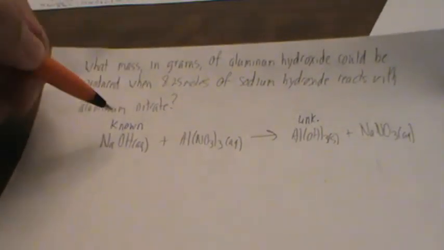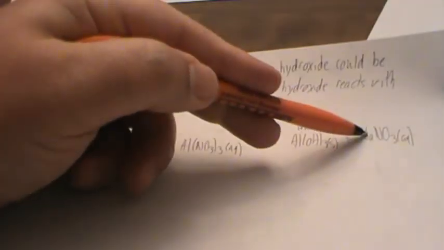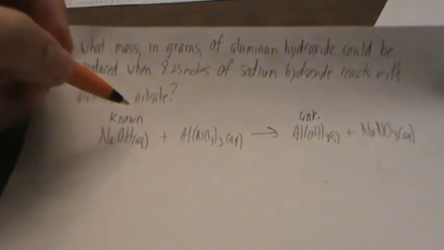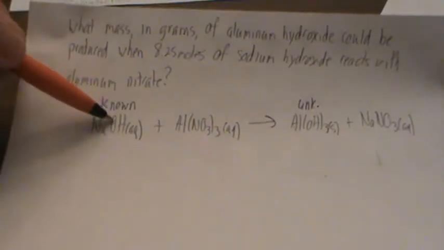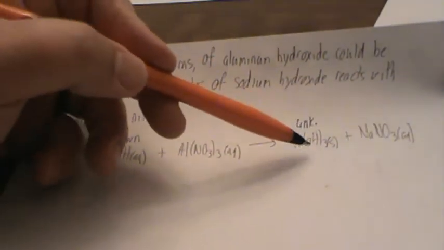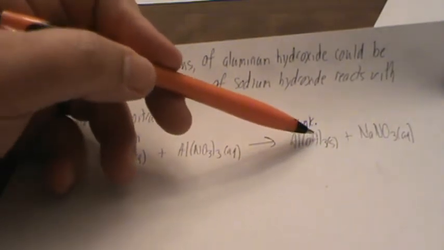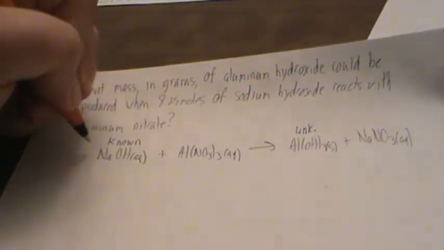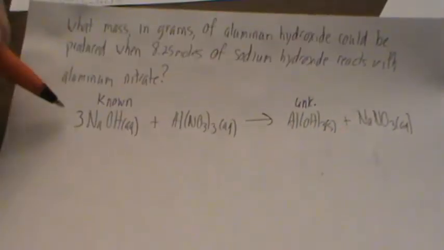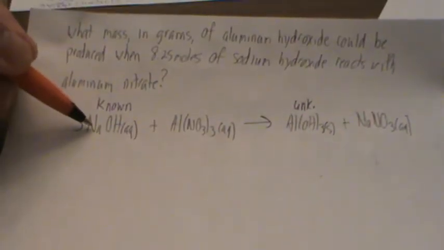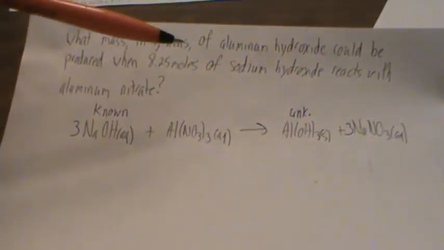Let's balance it. 1 sodium, 1 sodium, 1 hydroxide, because hydroxide is OH. On the right hand side we have 3 hydroxides, because OH inside parentheses, and 3 on the outside. So I'm going to put a coefficient of 3 in front of sodium hydroxide. Now that's going to give us 3 sodiums on the left hand side. We need 3 sodiums on the right, so I'm going to put a coefficient of 3 in front of sodium nitrate to balance that out.